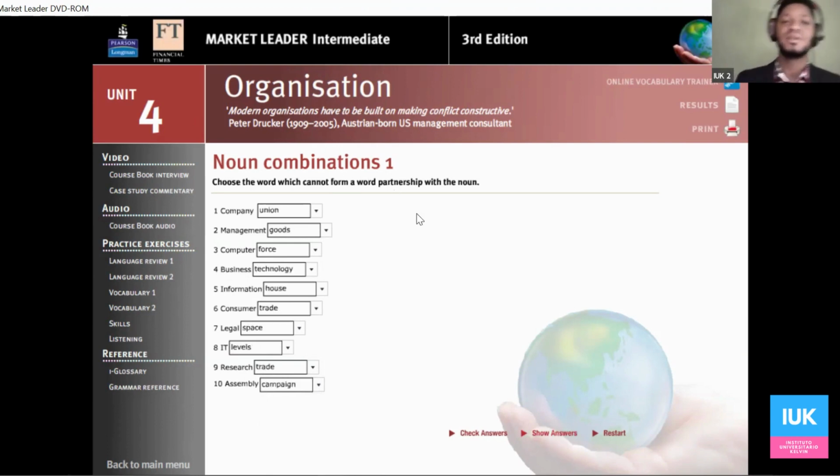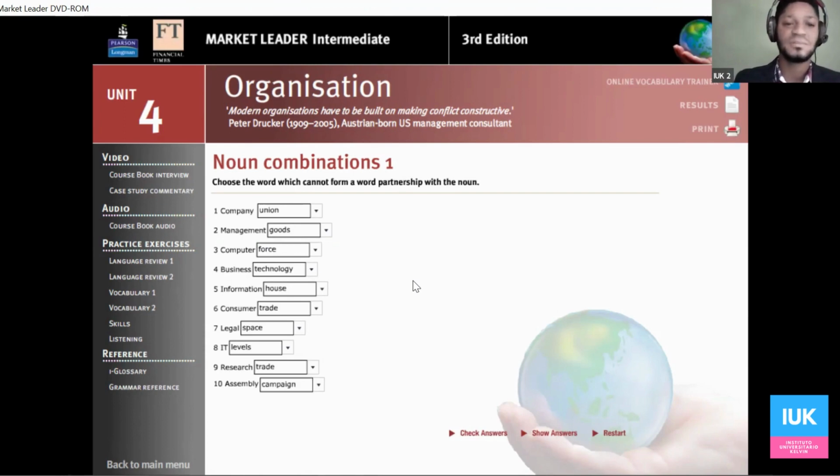Company union. Now that's a collocation or a word combo that is not typically used. Combo is a short form for combination, a contraction if you might. Management goods. Now people would say management style, management policy, but never management goods. Number three, computer force. Of course, people would say computer virus, computer program, but never really say computer force.